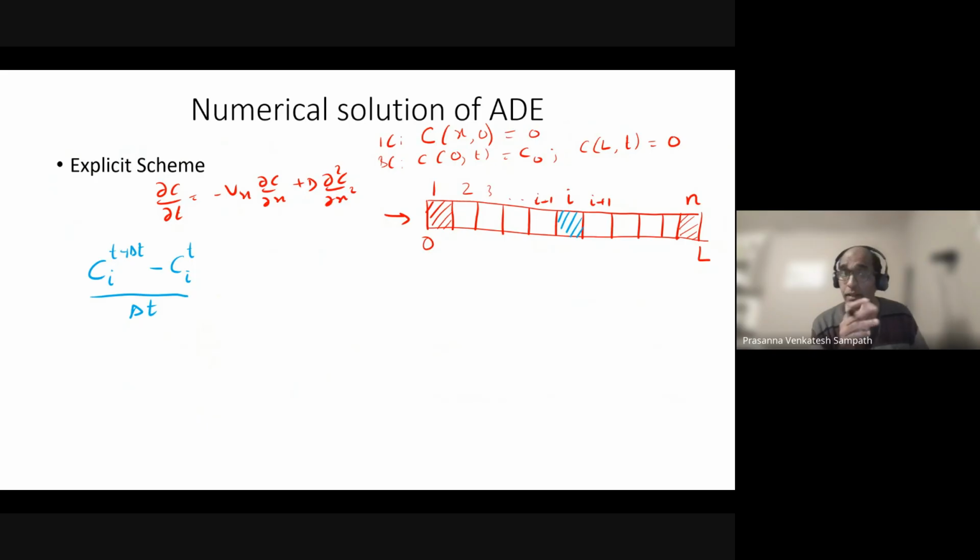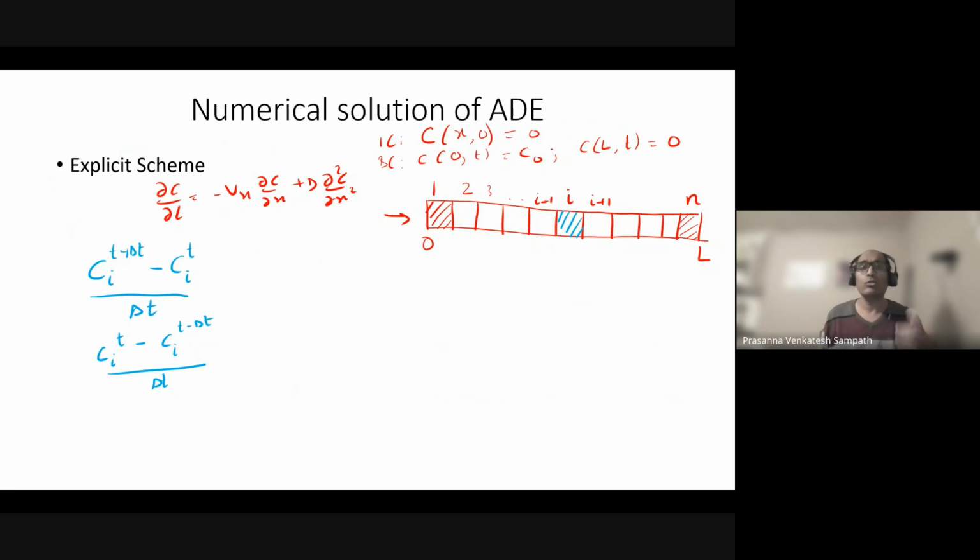I can also write it as, see, this is one way of writing it. I can also write it in this format: c of i at t minus c of i at t minus delta t, divided by delta t. This would also be an acceptable way of writing it, right?